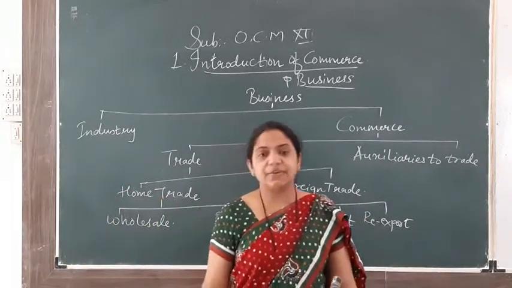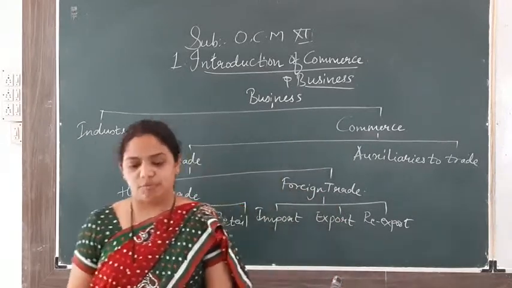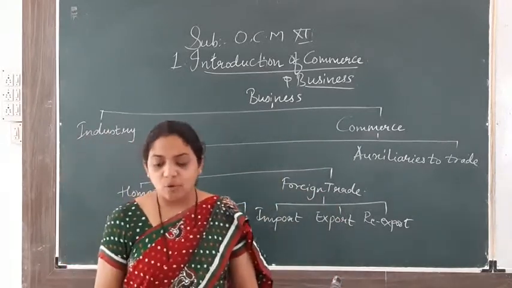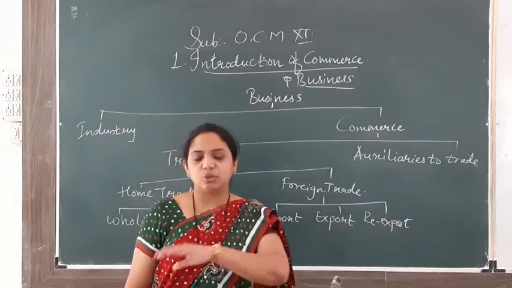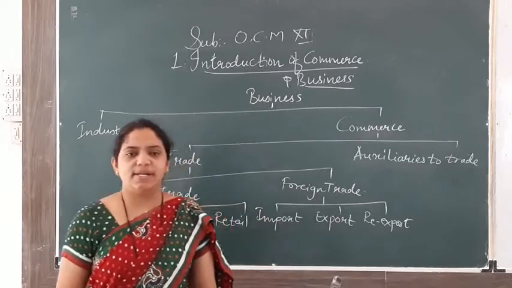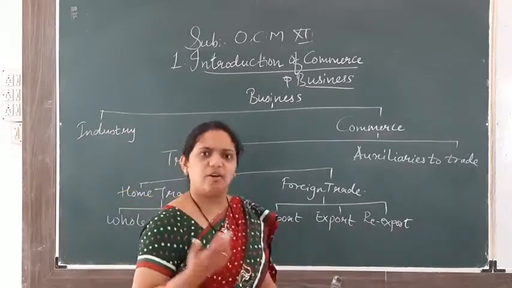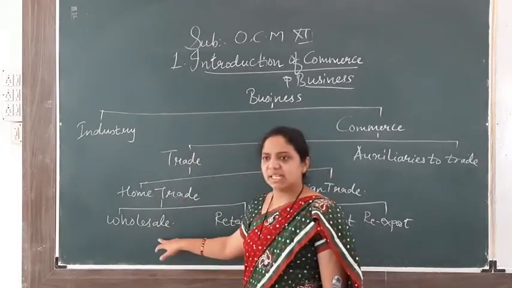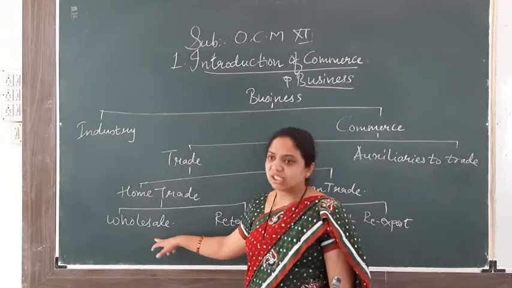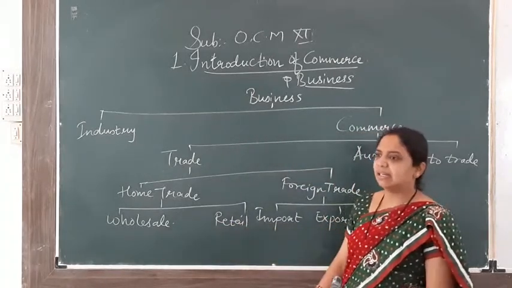So wholesale trade is that trade where the goods are purchased in bulk quantity from the producer. When a wholesaler purchases in large quantity from the producer and sells to the retailer in small quantity, he acts as a link between the producer and the retailer. Of course. Got it, everyone? The person who does wholesale trade is called a wholesaler. The person who does retail trade is called a retailer.